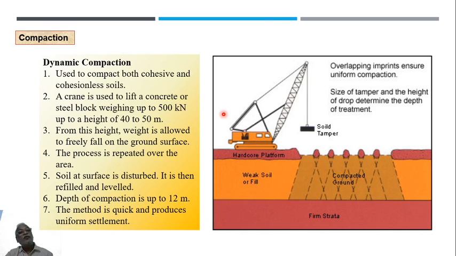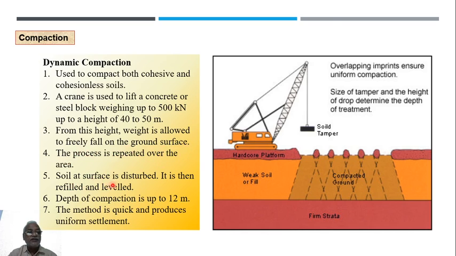This is one more type of compaction. As I told you, it is called dynamic compaction. It is used to compact both cohesive and cohesionless soils. A crane is used to lift a concrete or steel block weighing up to 500 kilonewton to a height of around 40 to 50 meters. Imagine 40 to 50 meters, 500 kilonewtons, and then it is dropped suddenly. From this height, the weight is allowed to fall freely on the ground. The process is repeated over the area.